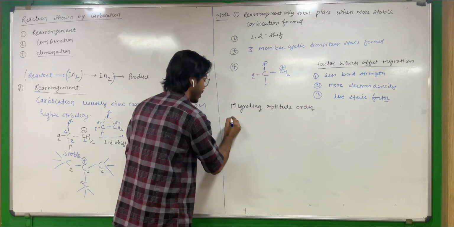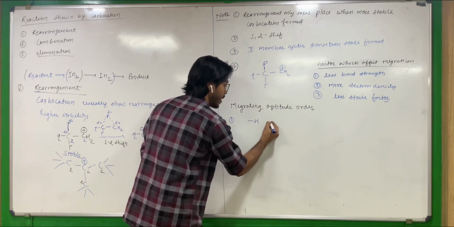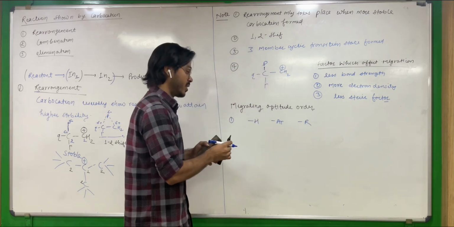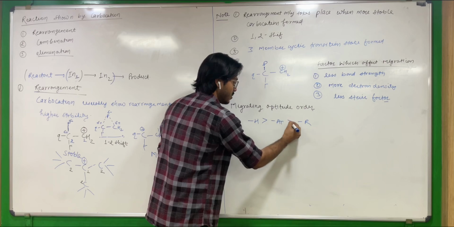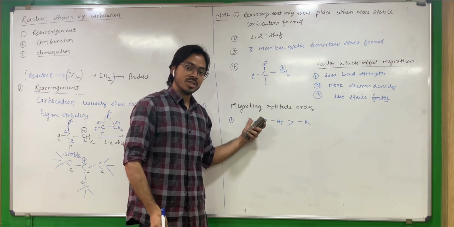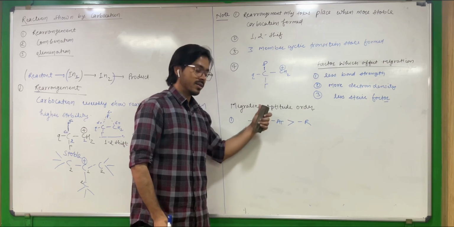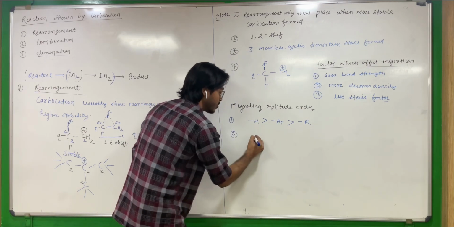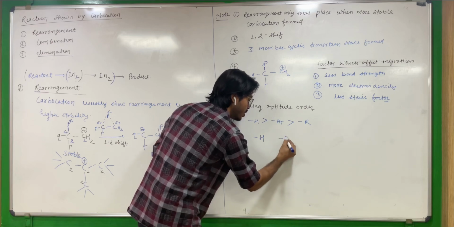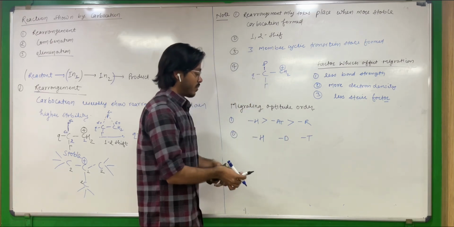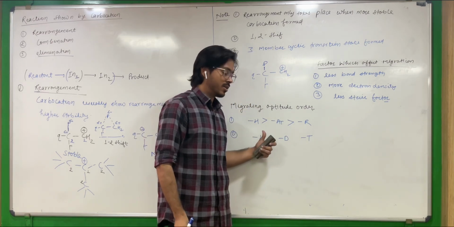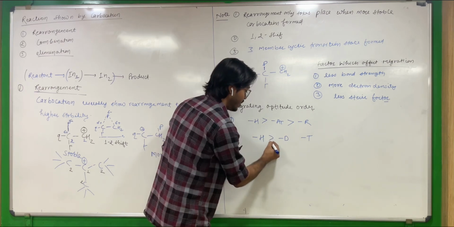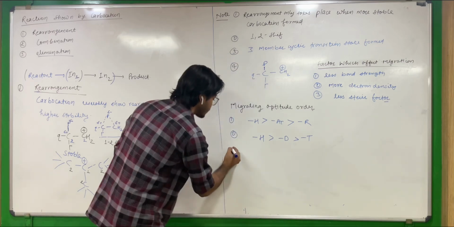So we compare between hydrogen, aromatic compounds and alkyl groups. The migrating aptitude order will be this: if hydrogen is present, hydrogen will migrate first, then aromatic compounds, then alkyl groups. Second, you will see between hydrogen, deuterium and tritium. Now, you know hydrogen has less bond strength than deuterium, and deuterium has less bond strength than tritium. So the migrating aptitude in this case will be hydrogen, deuterium, tritium.